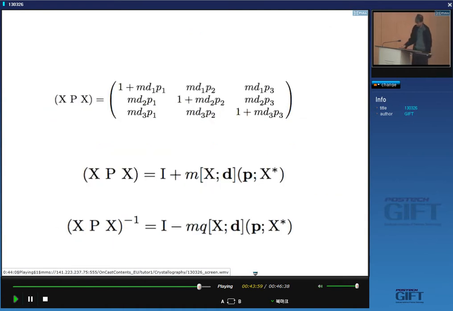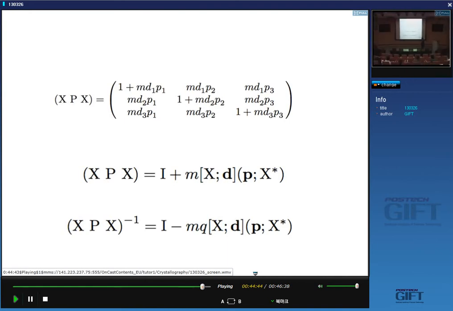Now I can write this equation more economically as XPX is the identity matrix I times the magnitude times a column vector D. Okay, square brackets indicate a column vector, and a row vector P. Because if I have a column multiplied by a row, that gives me a 3x3 matrix. If I have a row multiplied by a column, it's a scalar. Yeah? Can you see that? So if I take a column and multiply it by a row, then that will give me a 3x3 matrix, okay? And this is the magnitude.